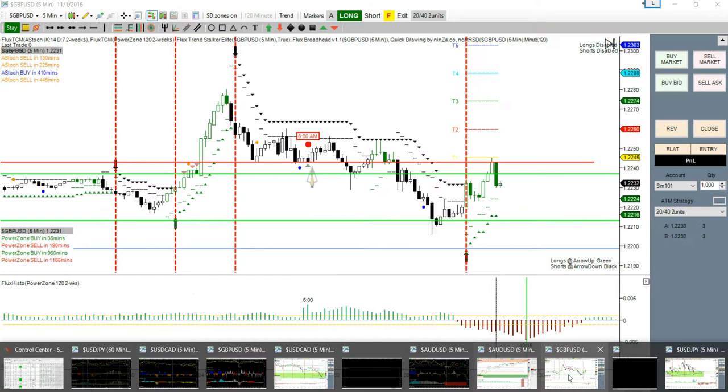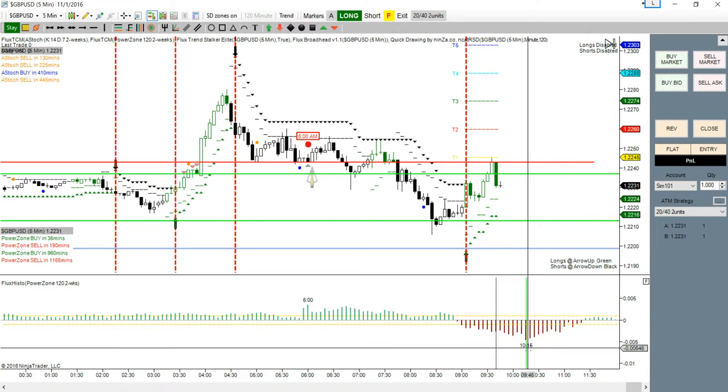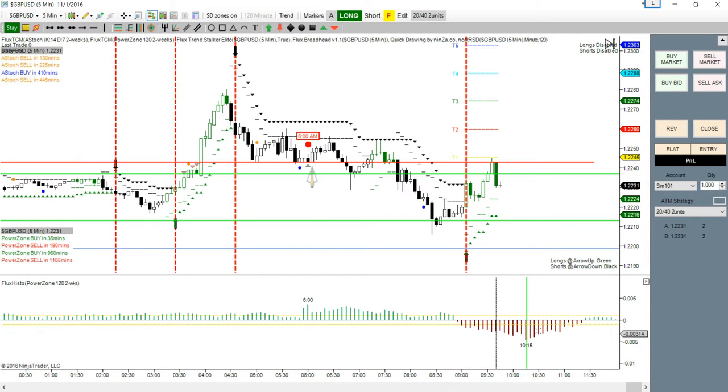So, with the Aussie dollar, the Canadian, that's the Great British Pound, U.S. dollar, buy signals coming in at 10:15. We'll see how that works out.